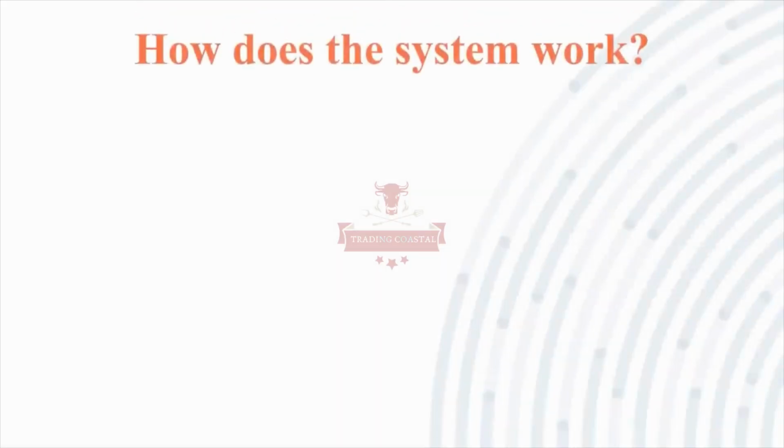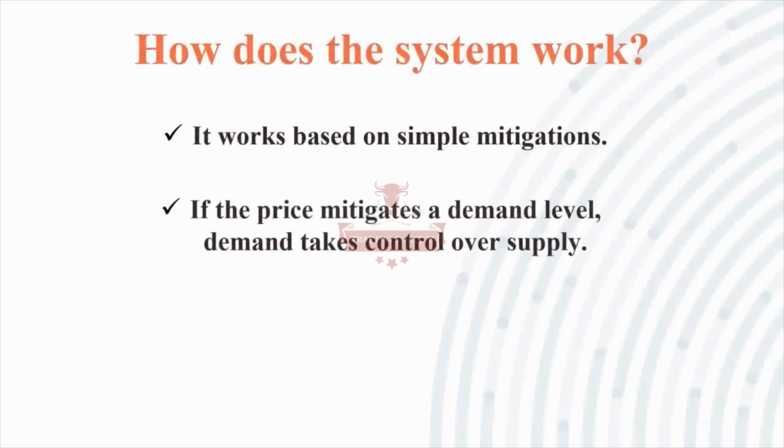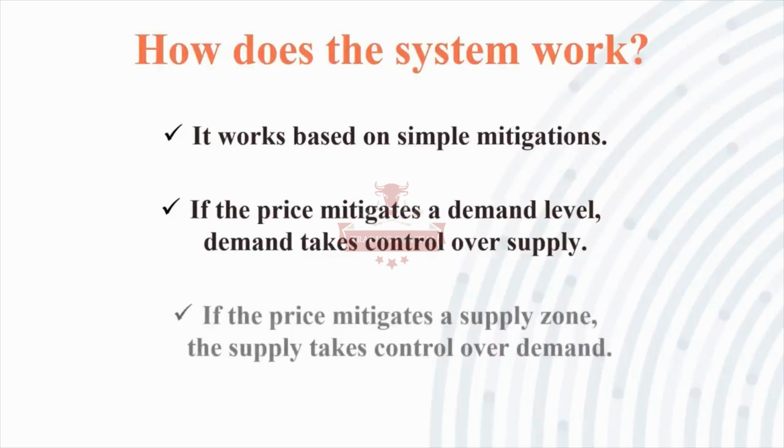How does the system work? It works based on simple mitigations. If the price mitigates a demand level, demand takes control over supply. If the price mitigates a supply zone, the supply takes control over demand.